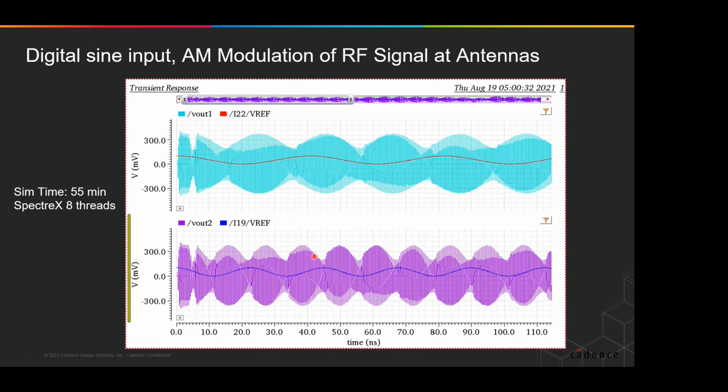So we have successful AM modulation through the entire system, co-simulating, in this case, a CMOS, a SiGe, and a bipolar die together. And the sim time for this time domain simulation is approximately 55 minutes using 8 threads.